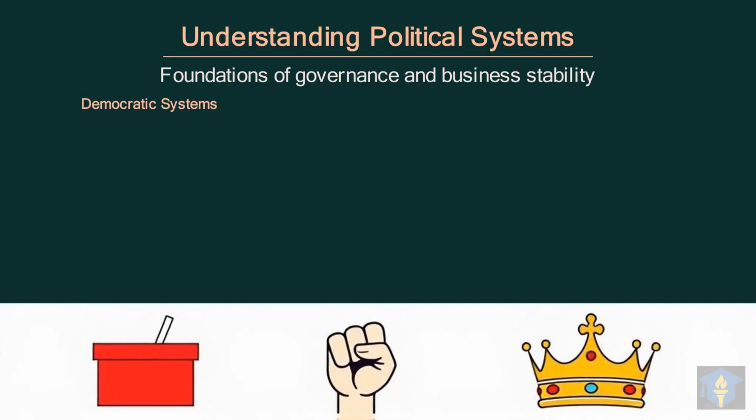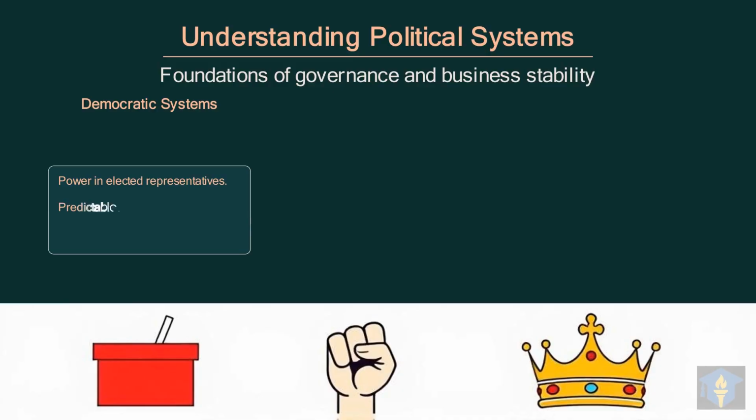First, we have democratic systems, which operate on specific principles. Power resides in elected representatives who make decisions on behalf of the people. These systems typically feature predictable and transparent policy-making processes.